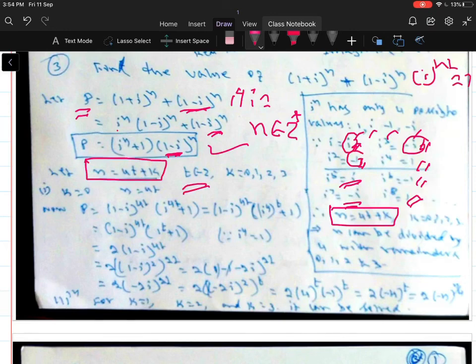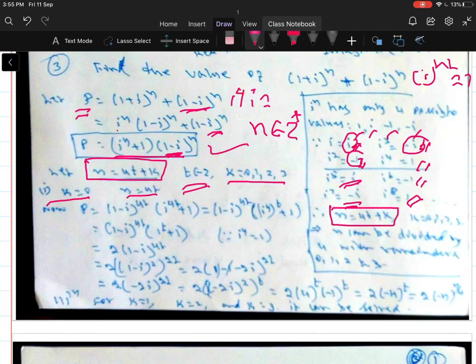So by using the division algorithm, n is equal to 4t plus k, t belongs to Z and k is equal to 0, 1, 2 and 3. These are the remainders. Let us take the first case, k is equal to 0. When n becomes 4t, let us calculate P. P is equal to (1 minus i) whole power 4t into (i power 4t plus 1).